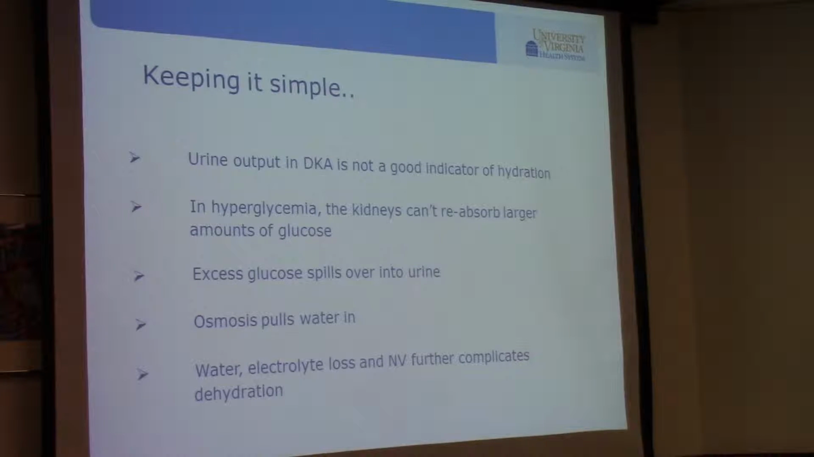Very simple. Urine output is a poor indicator in DKA, a poor indicator as far as hydration goes. When a kid is hyperglycemic, their kidneys can't reabsorb all that extra glucose, so the excess spills over into the urine. Because of osmosis, it pulls water in, then you have water, electrolyte loss, and vomiting that further complicates the whole dehydration process. If we give a lot of fluids to these kids, or give them too fast, you have a dramatic fluctuation in the osmolality, and when that happens, you have increased risk of cerebral edema, which in the long run can be death in these kids.